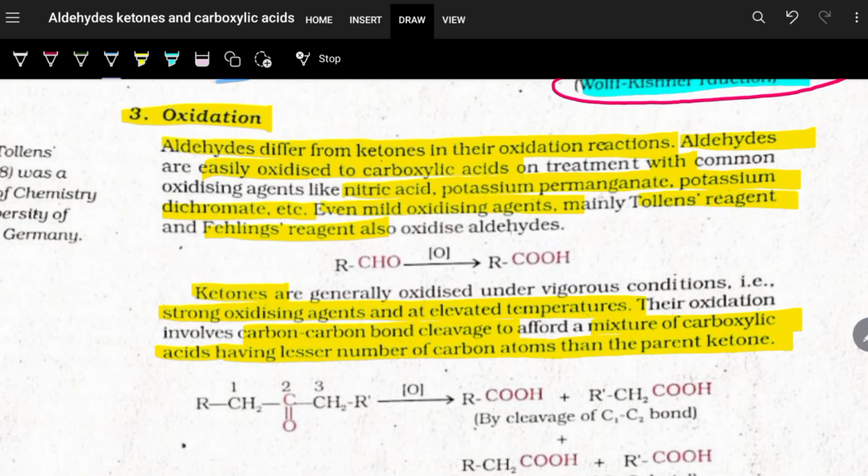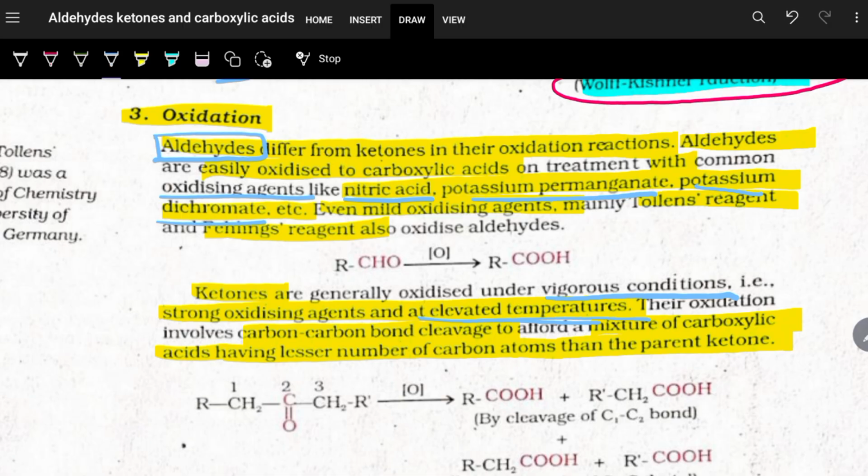Moving on to oxidation of carbonyl. Aldehydes are more effectively oxidized. Ketones are not readily oxidized; only with difficulty, under drastic conditions, elevated temperatures and vigorous conditions. So aldehydes are oxidized by common oxidizing agents like nitric acid, KMnO4, K2Cr2O7, etc.